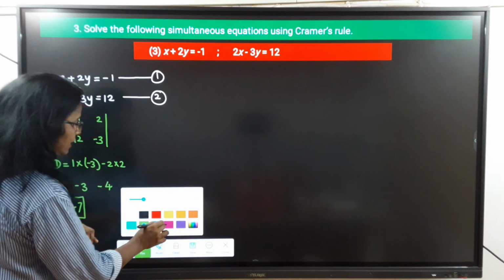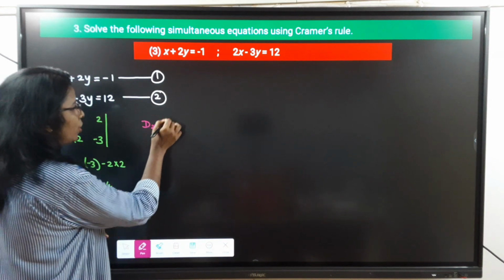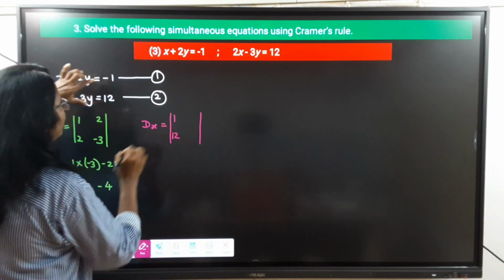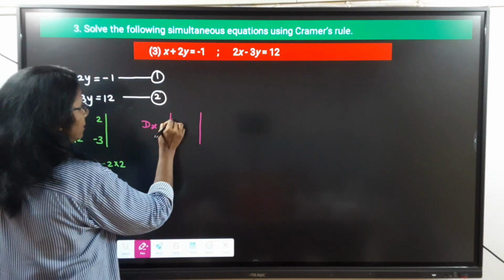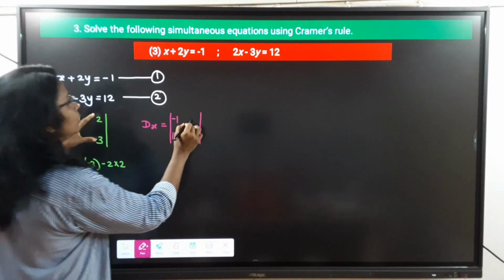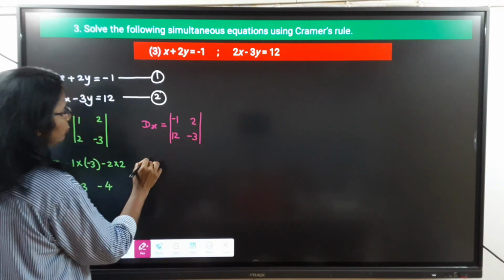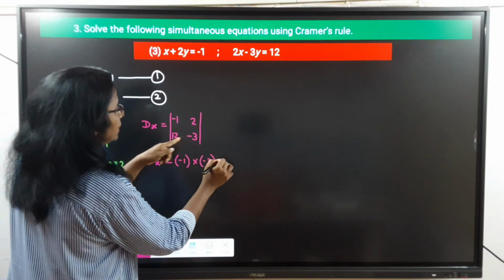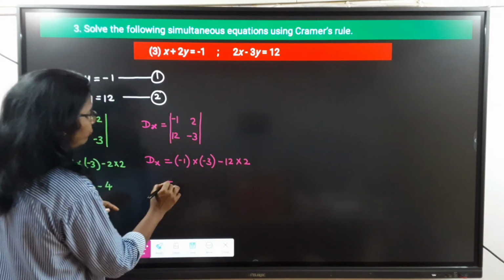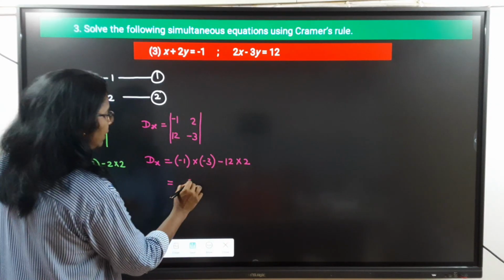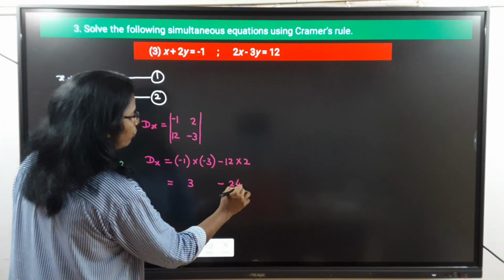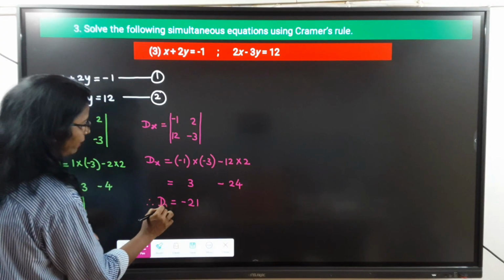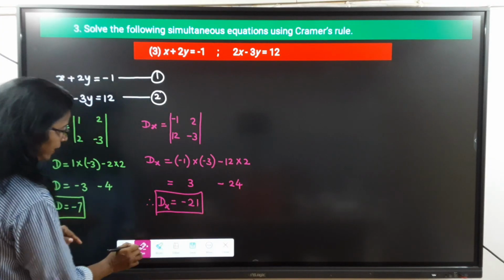Next is the arrangement of Dx. Here, write down in the first column the constants -1, 12, and then 2, -3 in the second column. So Dx = (-1) × (-3) - 12 × 2. The product of -1 and -3 is 3, so 3 - 24, that is -21. Therefore Dx = -21.